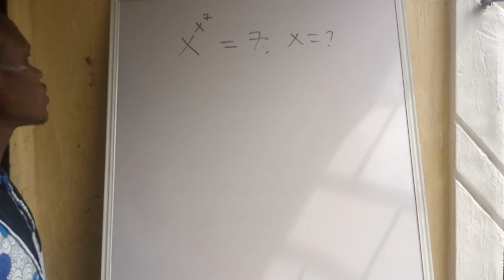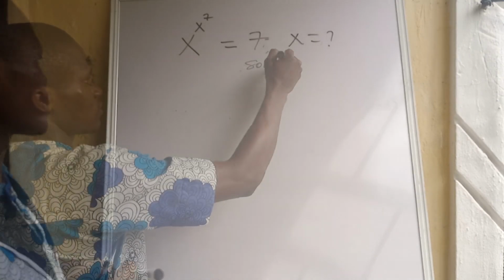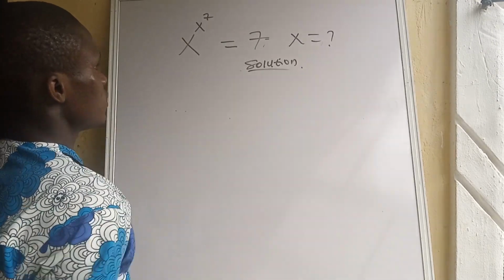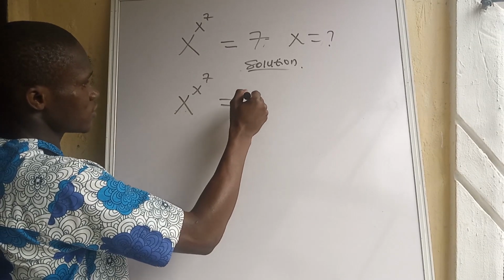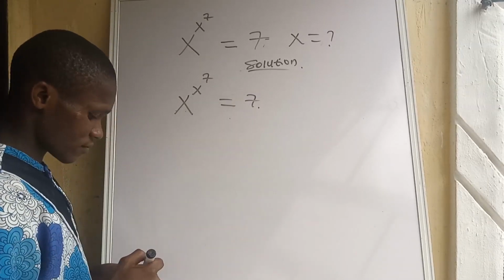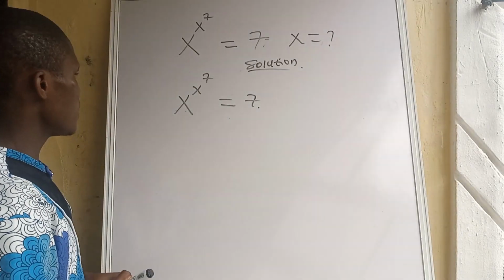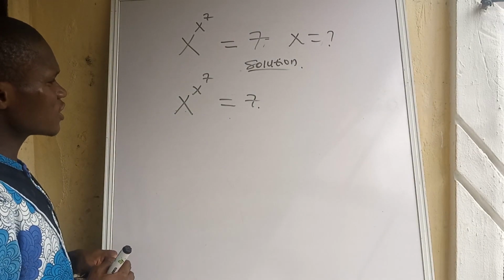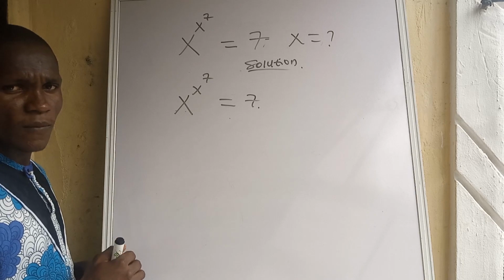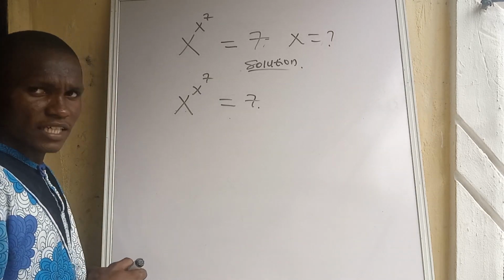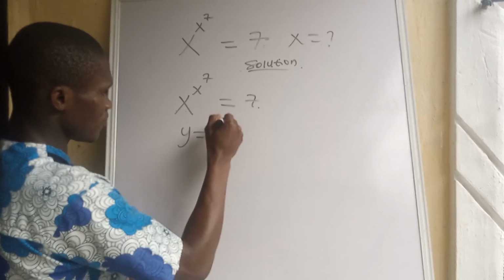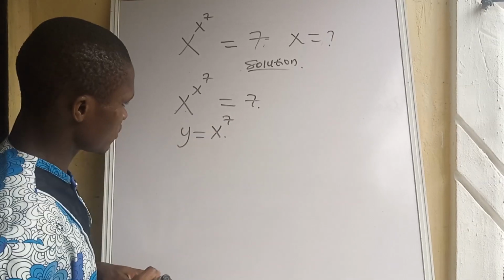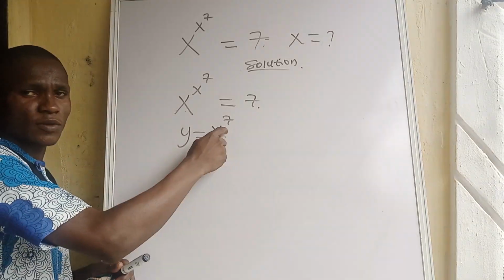So let's see how we can resolve this. Resolving this, we can then write down the question which says x to the power of x to the power of 7 is equal to 7. So how can we resolve this? The first thing we are going to do, let's take y to be equal to x to the power of 7. Y to be equal to x to the power of 7.